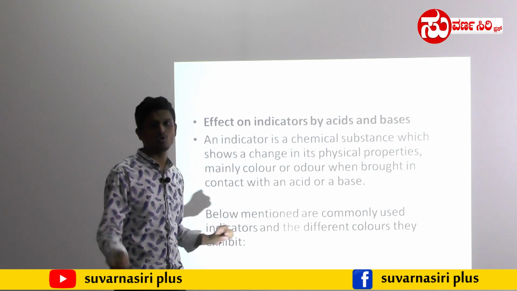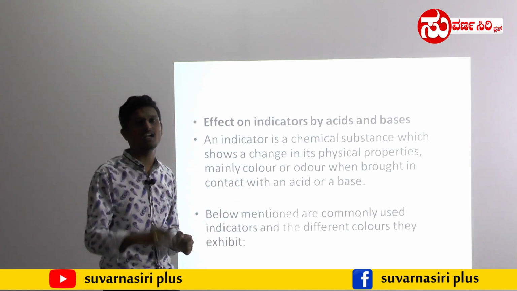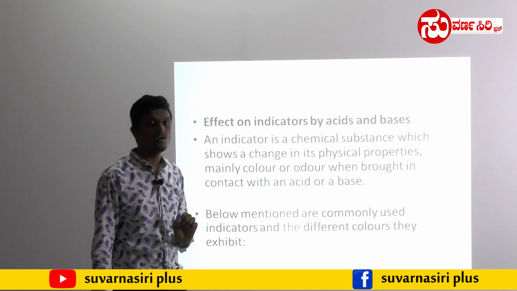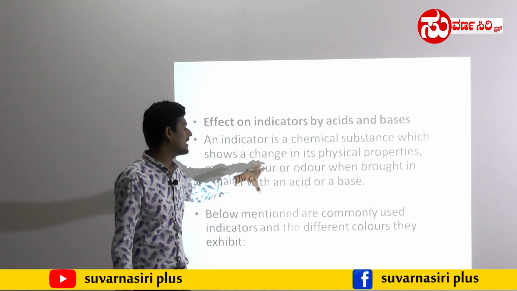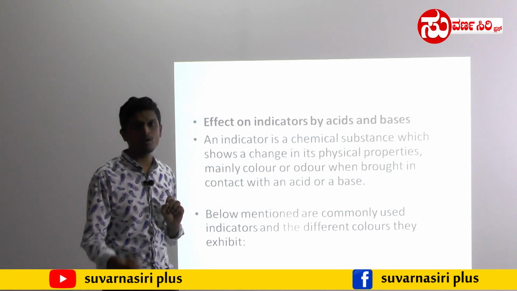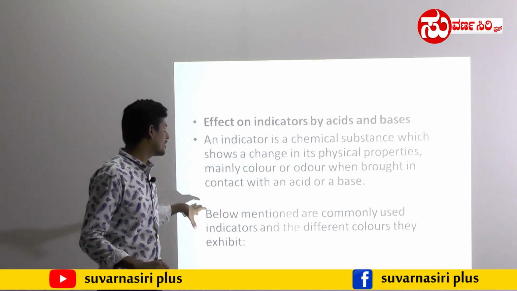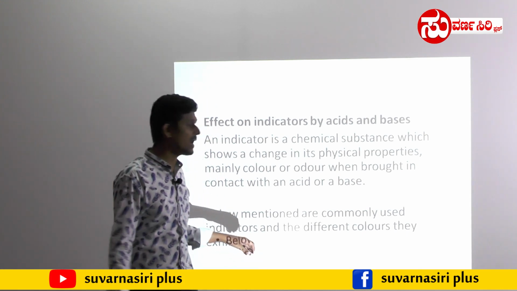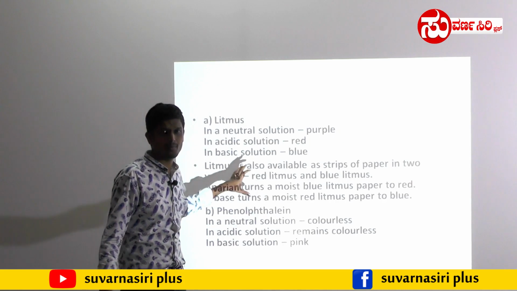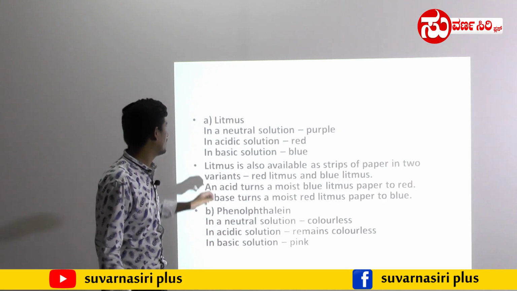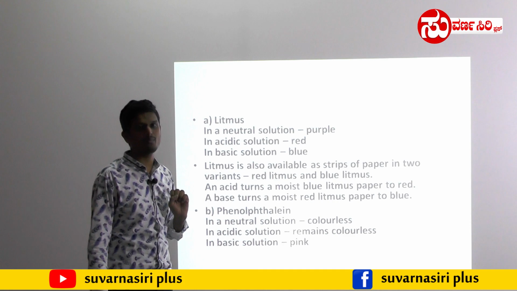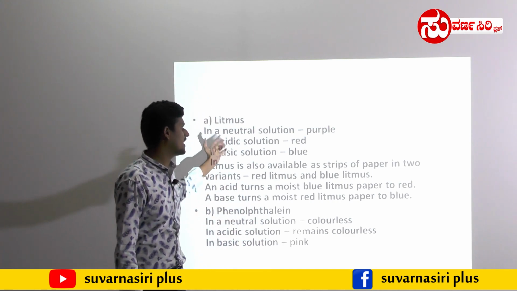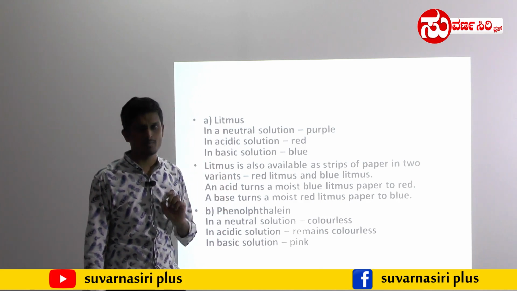If a 1-mark question arises, define indicator: an indicator is a chemical substance which shows a change in its physical property, mainly color or odor. Odor means smell. The indicators mentioned here are litmus paper and phenolphthalein. First is litmus paper. There are two types of litmus paper: red litmus paper and blue litmus paper.